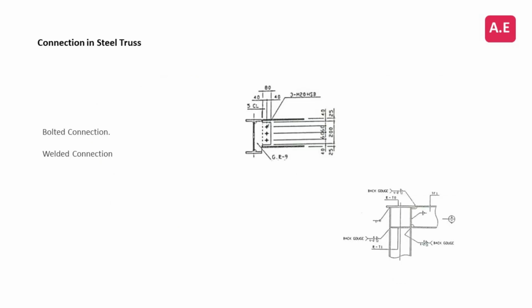In steel truss systems, the connections between members are critical for transferring loads, ensuring structural integrity, and accommodating movement for thermal expansion or dynamic forces. The type of connection depends on the truss design, material, load requirements, and industry standards. The most common connection methods used in steel truss systems are bolted connections and welded connections.